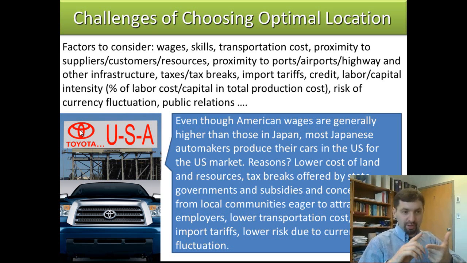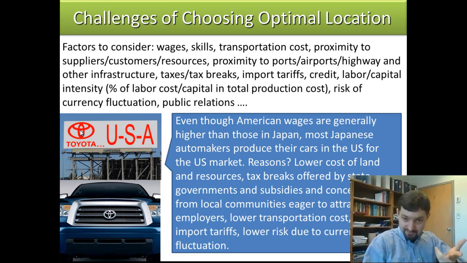So not only would you look at the labor cost, such as wages or salaries or medical benefits that you would need to offer or anything else that you would need to offer by law. Obviously, it would also include questions like, for example, where would you have the most skilled people? What would be the transportation cost, either delivering the raw materials to your site or maybe then transporting the finished goods? Proximity to suppliers, customers, resources, airports, highways, ports, other infrastructure. All those are very important questions.